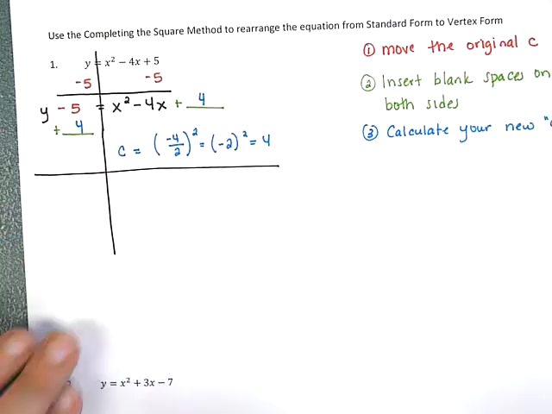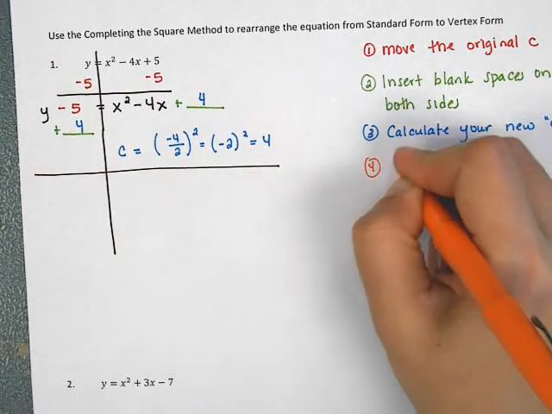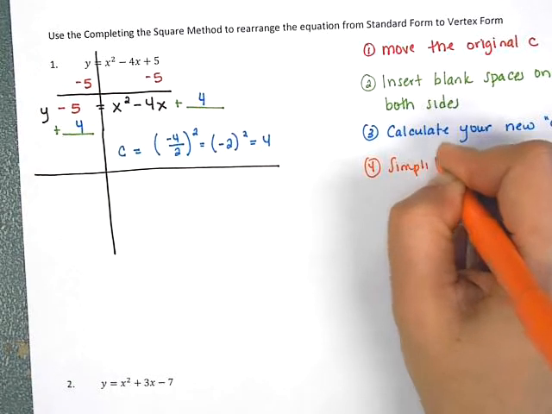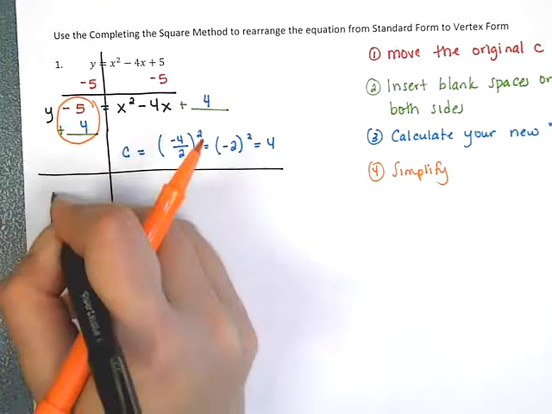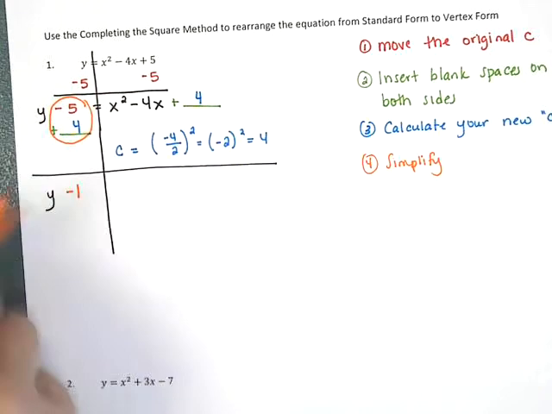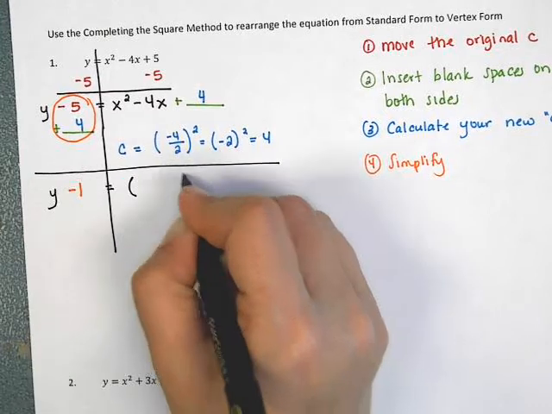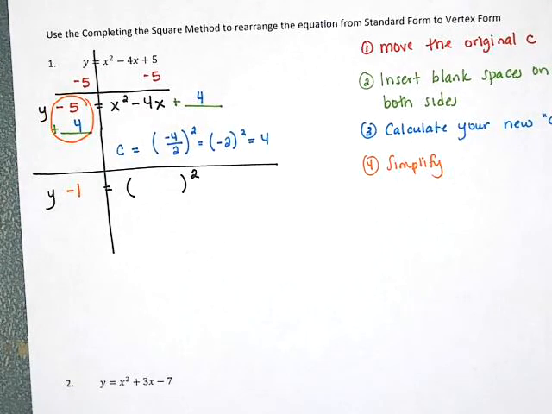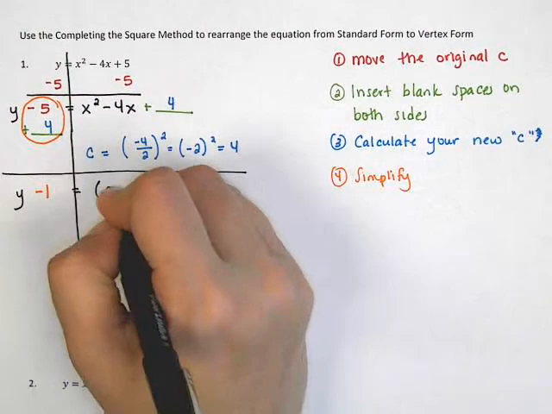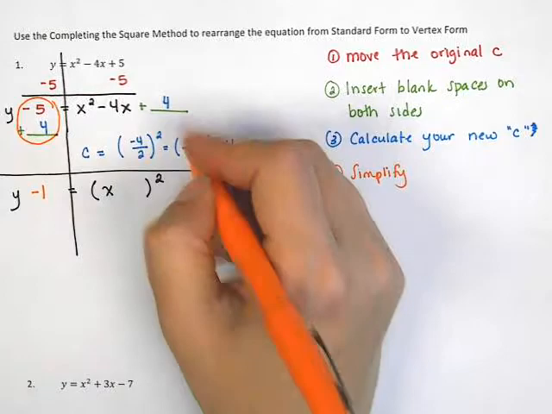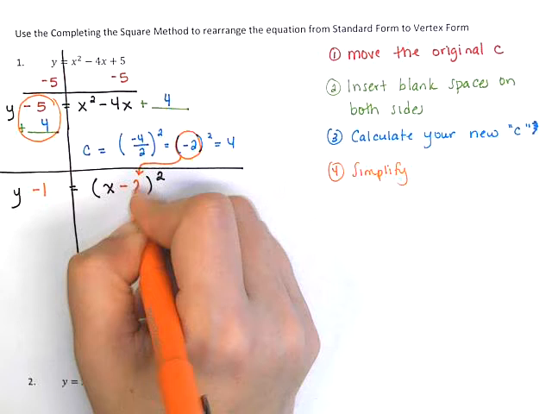So my new equation will be, the last step is simplify. On the left side, I can simplify by just combining the like terms. So I would have y minus 1, because negative 5 plus 4 is negative 1. On the right side, I know that this is going to factor nicely to be something times itself, so something squared. Inside the parentheses, I'm going to put x, and then whatever was inside of this parentheses also goes inside of this one, so minus 2.